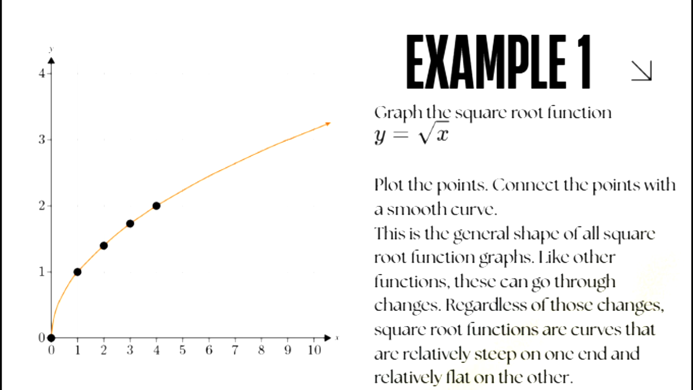Like other functions, these can go through changes. Regardless of those changes, square root functions are curves that are relatively steep on one end, so it's steep right here, and relatively flat on the other. It's flattening out, okay? Now, what you need to know is this is the standard formula that we're going to deal with for the whole lesson. So this is our basic curve. Later, this curve is going to move up and left and right and down and all sorts of other stuff, but this is our basic curve with the basic formula, okay?